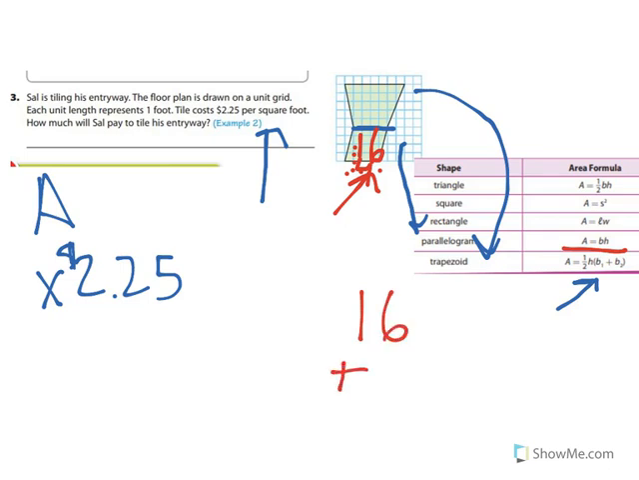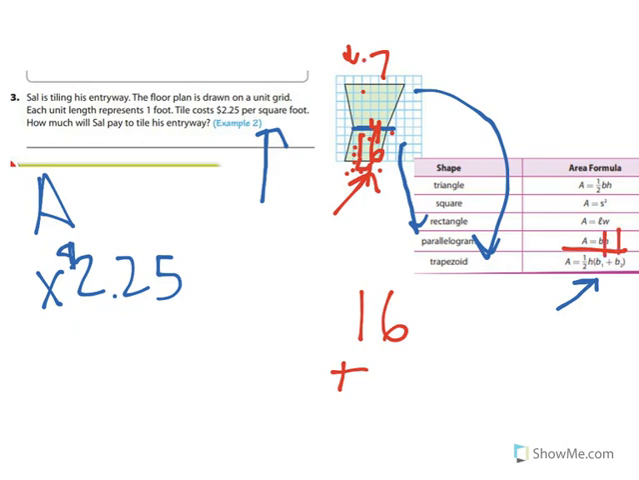So 1/2 base times height. What do we have on the bottom? We have 1, 2, 3, 4. That's our first base. What is our second base? Going across 1, 2, 3, 4, 5, 6, 7. All right, so we add those 2 together. We have 11. Now we need to find the height.